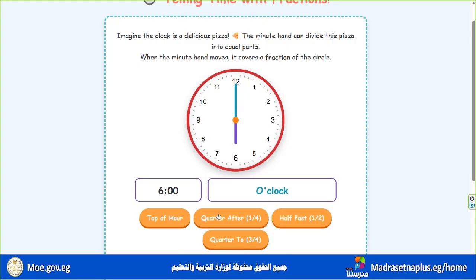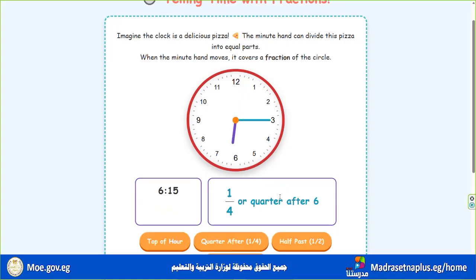Now let's study quarter, or fourth, and half. Let's get with this one. In digits, it is 6:15. In words, it is fourth after 6 or quarter after 6. You can write after or past. They are the same. The time now is 6:15, or fourth after 6, or quarter after 6.